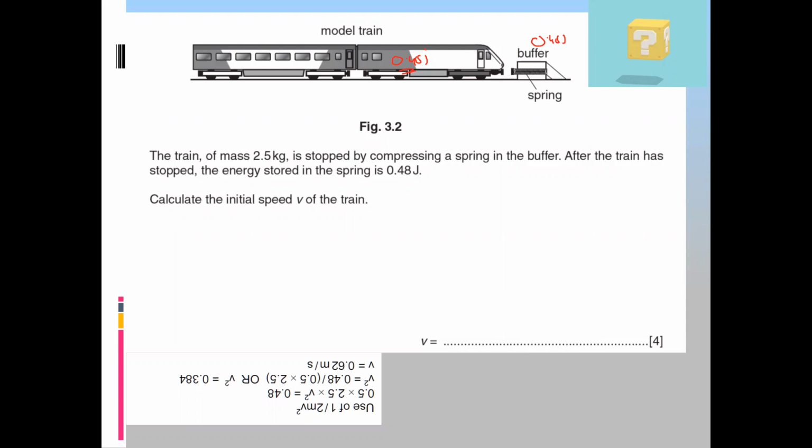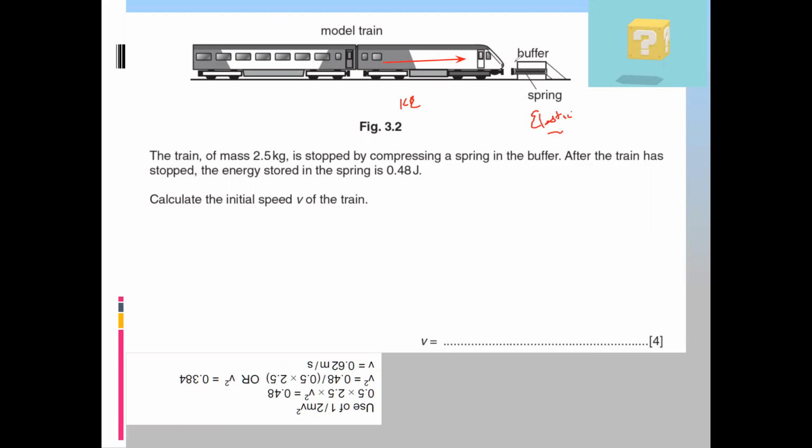So basically what happened, we assume that in practice it is not true that all of the energy is transferred. Practically, some of the energy is transferred in other forms, like maybe sound. In this question, the train is moving, so it has kinetic energy. When the train hits the buffer spring, the train will stop and the spring will compress, so the spring will have elastic energy.